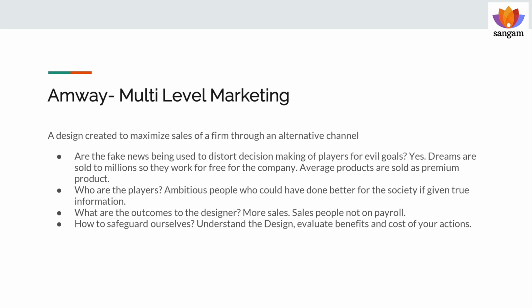Now, here are some examples based on my personal experience, seeing the world around me and understanding the mechanism design of different concepts. We have Amway, a multi-level marketing company. There is a design created to maximize sales of a firm through an alternative channel. Do they use fake news to distort the decision making of players, and are there evil goals? According to me, yes, they do. They try to sell dreams that people can become millionaires, while making people work for free for their company.